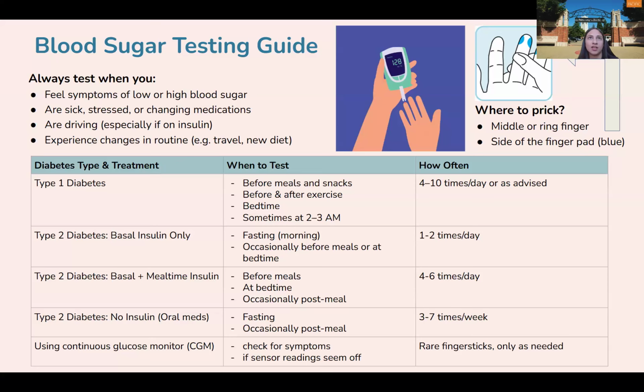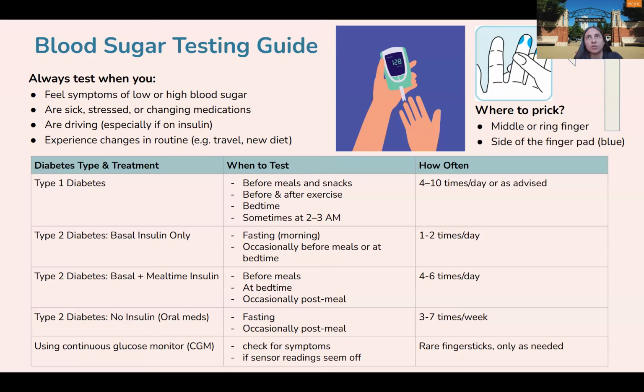And so from that, we'll go into just the blood sugar testing guide. This is definitely something that we recommend and that people with diabetes do have to do frequently, type 1 and type 2. So we did make this chart here that you could just take a look at, that I'll be pointing out some things. So we have the different diabetes types and treatments, and then usually when it's recommended to test, and then how often.